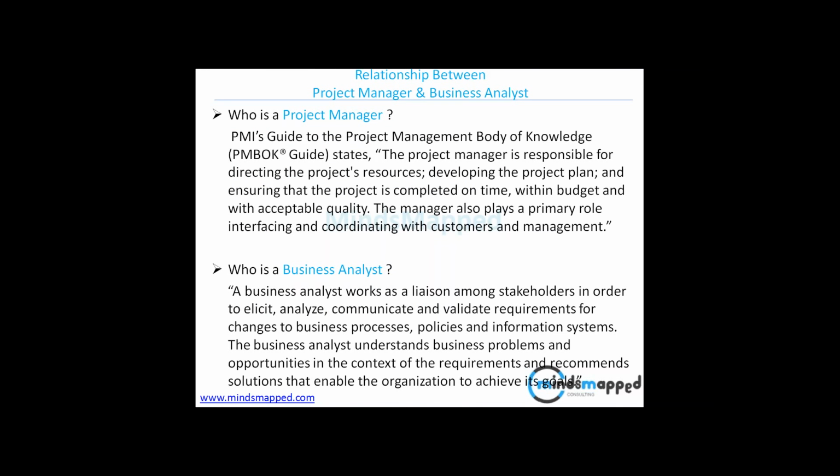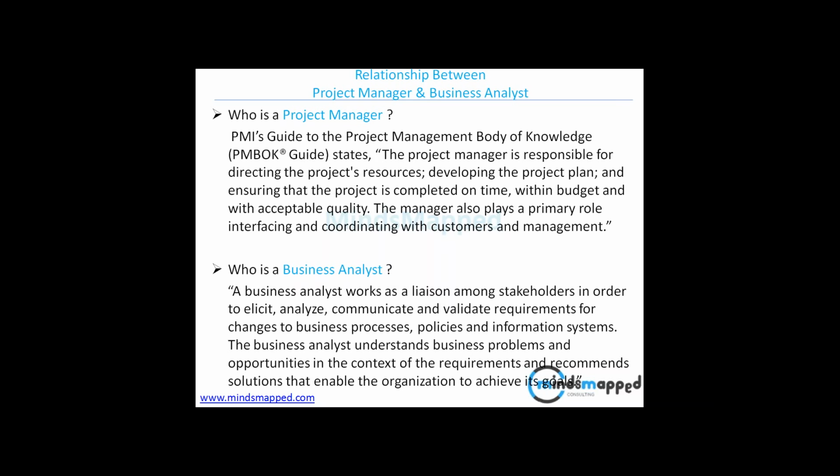Okay, so we've been discussing a lot about who a project manager is. We've understood a lot of facets of what the project manager does. He's like the face of the project. And what a business analyst does: analyzing, gathering requirements, and talking to people and understanding what the customer needs, what he wants.